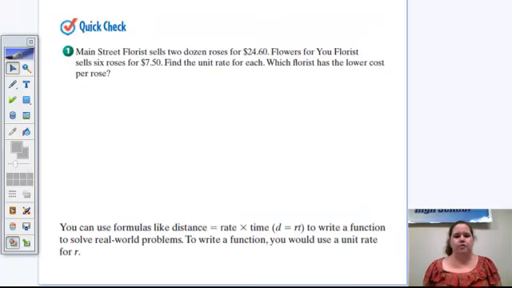Alright, so here's a quick check, just to see how we did, if we understand what's going on, if we don't understand what's going on.